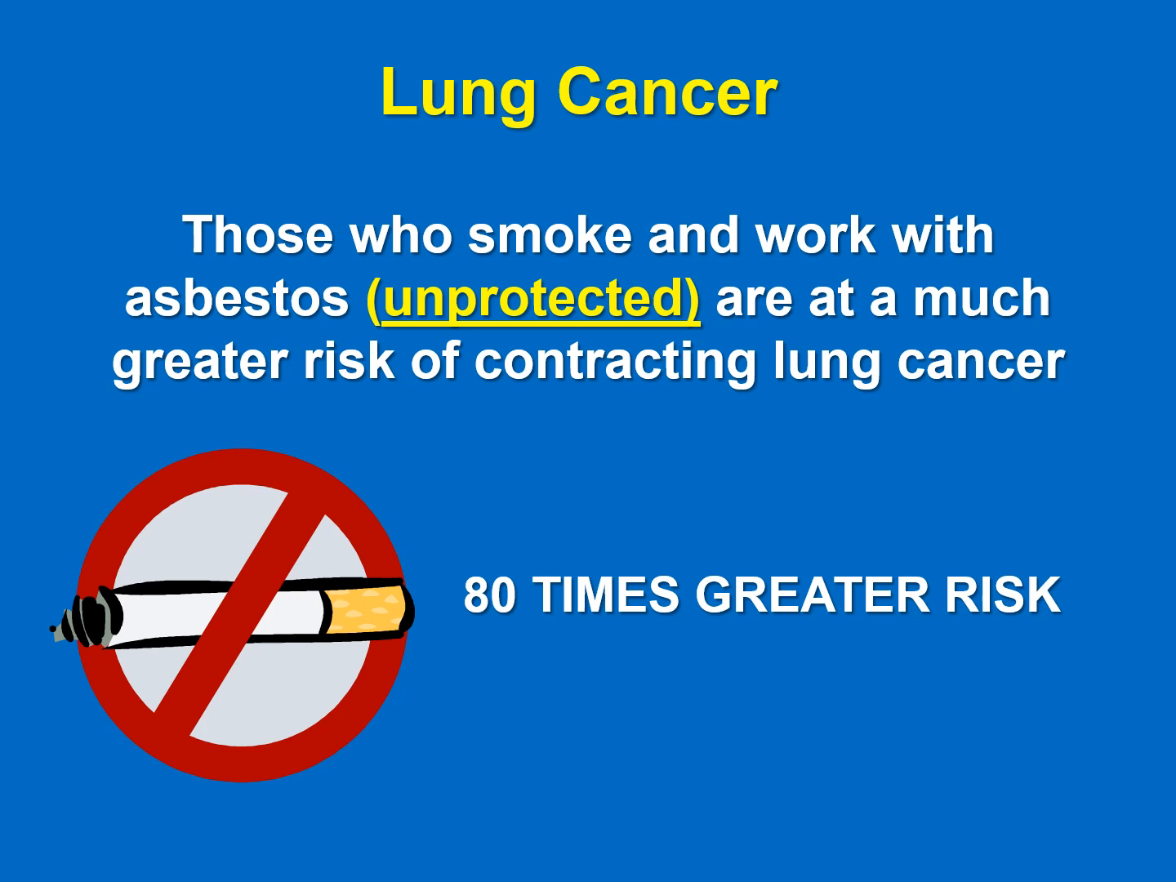So, when we talk about lung cancer, we associate that with those who smoke also, and there's a relationship here. Those who smoke and work with asbestos unprotected are at a much greater risk of contracting lung cancer. The risk is 80 times. This is known as the synergistic effect, where we combine two effects, smoking and working with asbestos, that will give you 80 times the greater risk of acquiring lung cancer.